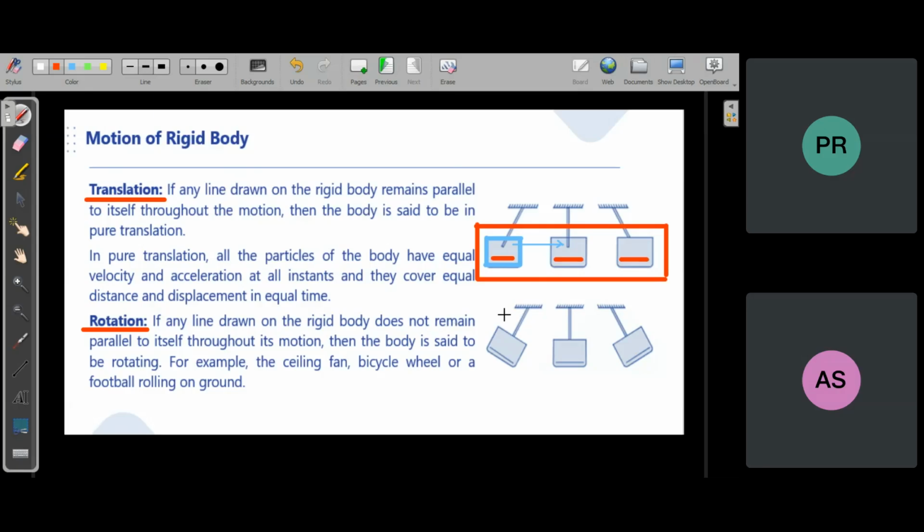But now focus on the second diagram. Now you can see that the body is rotating. Now the body is not just translating. Look at the straight line drawn on the body. It has changed its orientation. Can you see this? So here you will say that yes, now this body is rotating.